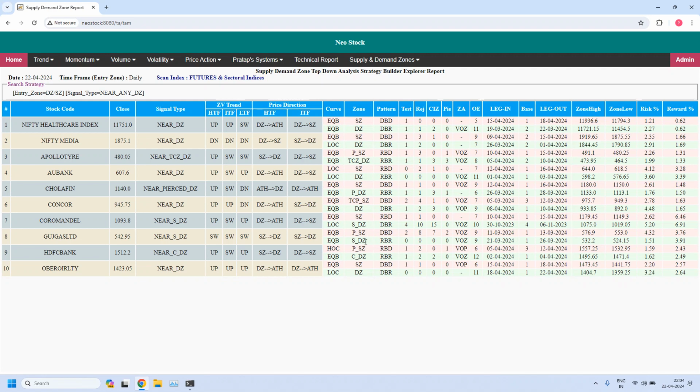And next we have one more high liquidity zone now. Gujarat Gas Limited. So this is a fresh zone.